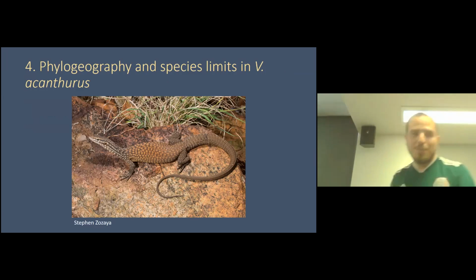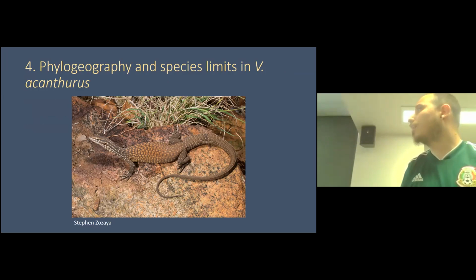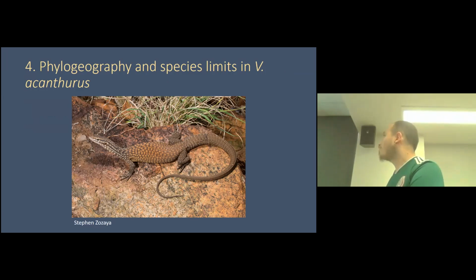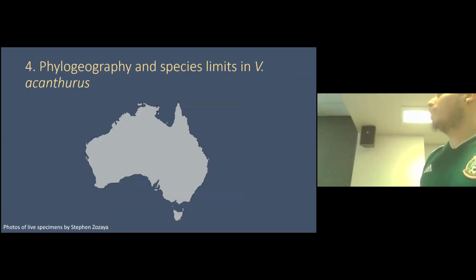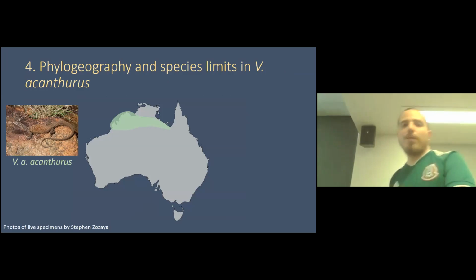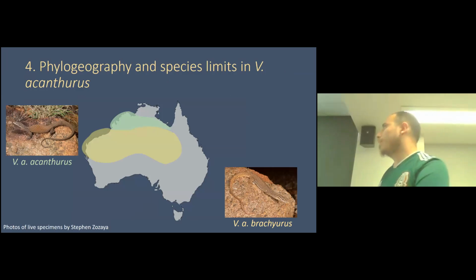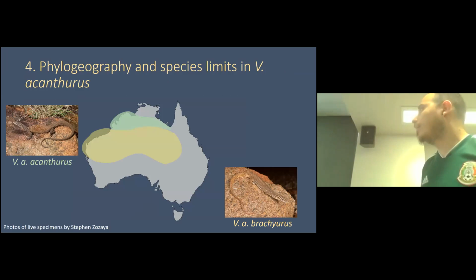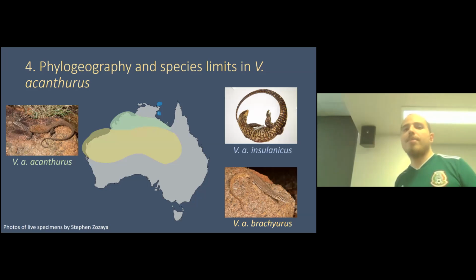So finally, I'm going to be talking about the phylogeography and taxonomy of these monitors, the spiny tail monitors. Varanus acanthurus, the spiny tail monitor, is composed of 3 subspecies. We have Varanus acanthurus from the monsoonal tropics. Then we have Varanus acanthurus brachyurus, which is widespread in the arid zone, and Varanus acanthurus insulanicus, which is found in these islands in the top end.